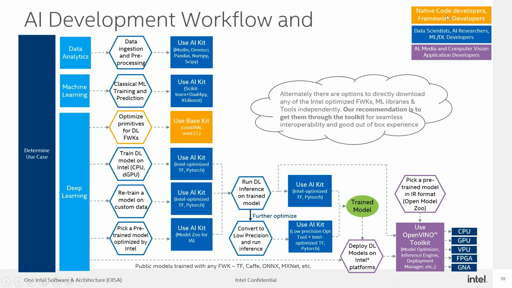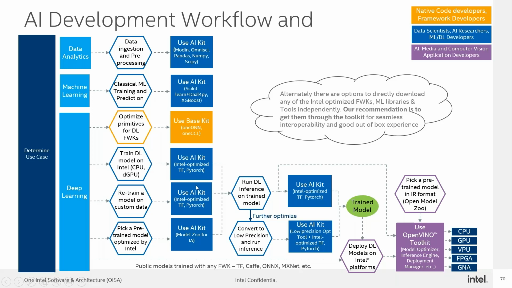This file summarizes what would be most useful for you if you are a native code developer or a framework developer. If you are a TensorFlow or PyTorch developer, oneDNN and oneCCL would be the most beneficial. If you are a data scientist, AI researcher or ML/DL developer, from a classical ML standpoint, for data ingestion you will use Modin and Omniscope, Pandas, NumPy, SciPy, and for classical ML training you can use scikit-learn, Daal4py, and XGBoost.